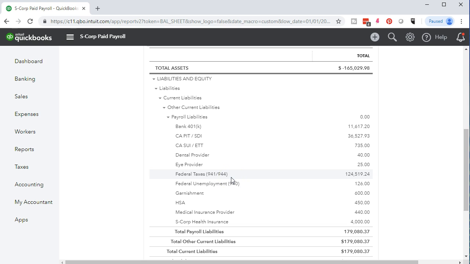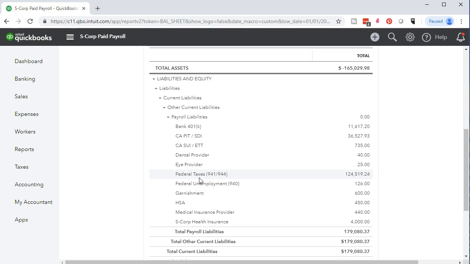This is the liability account that they set up, and this is the item that's going to be applied to for both the employer and employee portion: the amount we took from the employee and the amount that we had to pay over and above that, which we have not yet paid to the government. So therefore it's a liability, a current liability, as you can see here, that we're going to owe in the future.